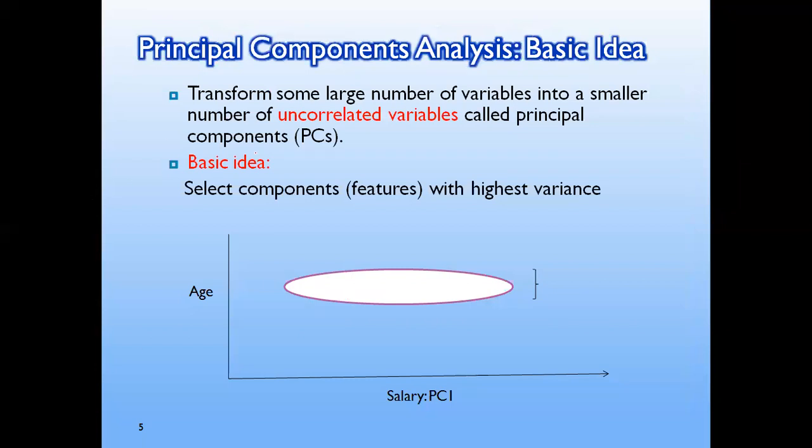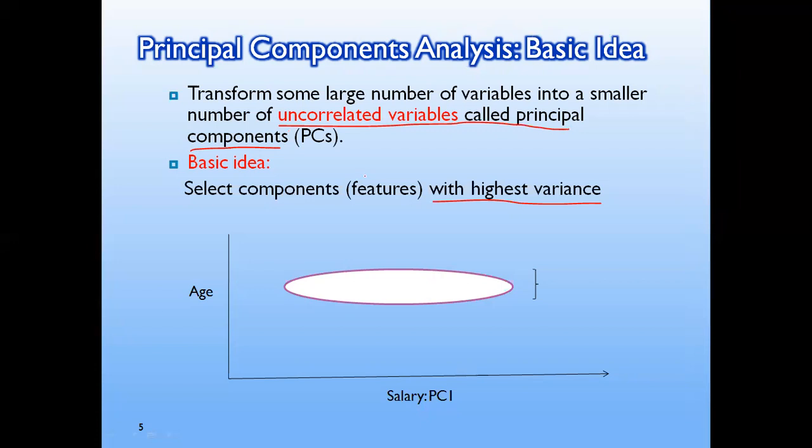So here the basic idea of principal component analysis is: select the components with the high variance only. Components with high variance transform a large number of variables into a smaller number of uncorrelated variables called the principal components. So here we remove the highly correlated variables from the data, but without removing any feature. Actually, we convert the original data into the reduced representation with the help of principal component analysis.